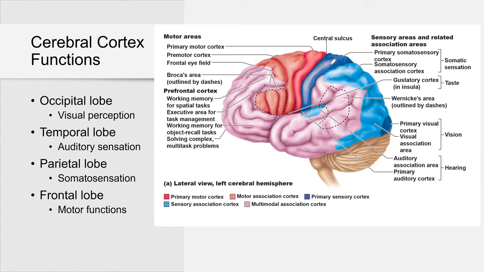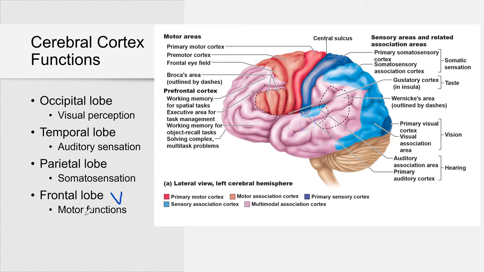So again, information from your skin, from your muscles. So somebody touching you, touching your arm, right? So this is where the information is processed. If you touch something cold or hot, this is where the information comes to. Right, so that's our primary somatosensory cortex. Now vision goes to the occipital lobe, hearing goes to the temporal lobe.